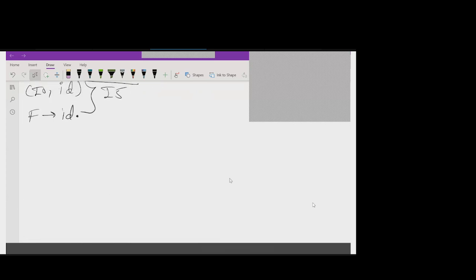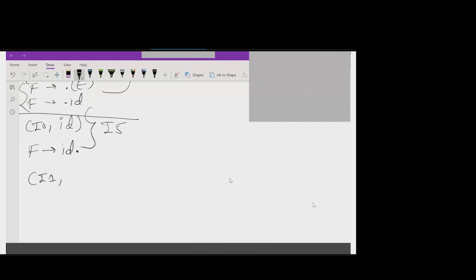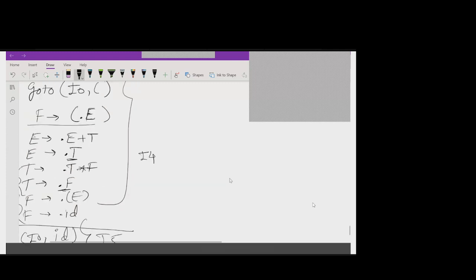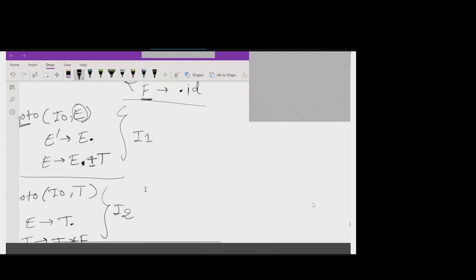यहाँ से I0 से I1. अभी मुझे बताओ कि I1 में क्या आएगा? I1 comma, this set is I1, right? So this dot is at the end. So in this production you do not have to move the dot. So where's the dot right now? After dot, what is it? Dot के बाद क्या है? Plus. Very good. So dot के बाद है plus.